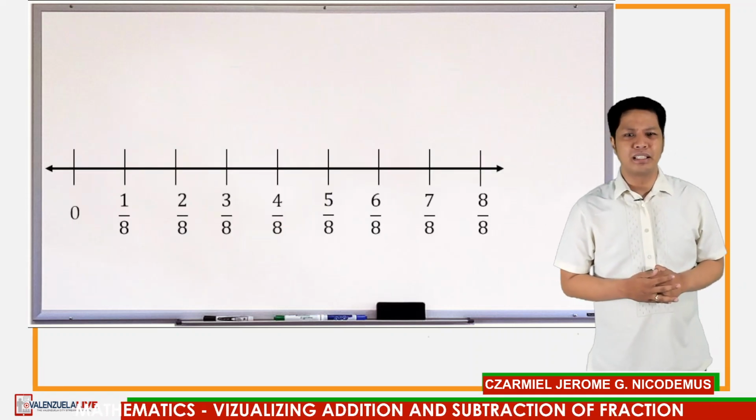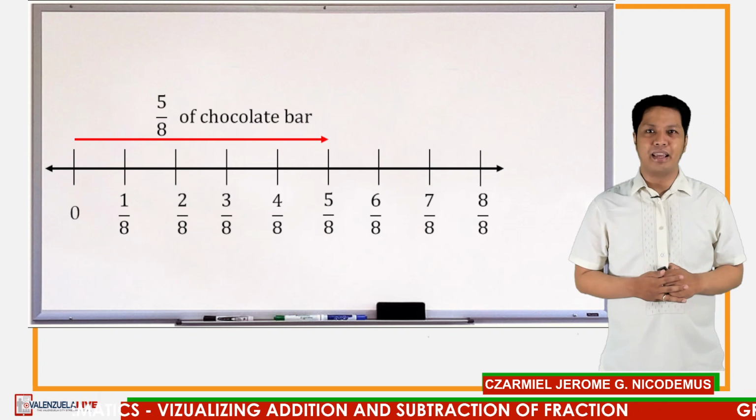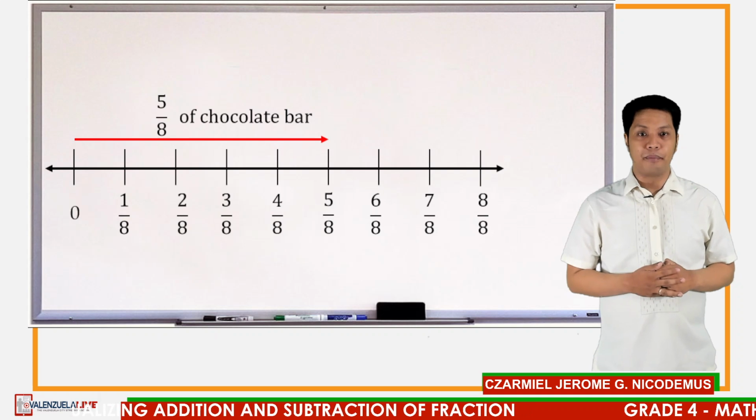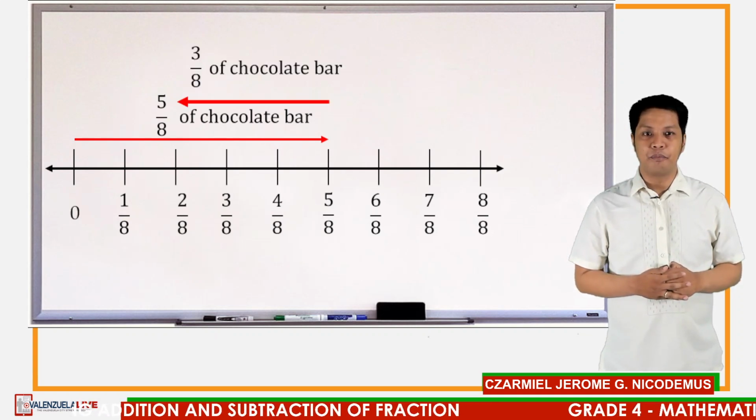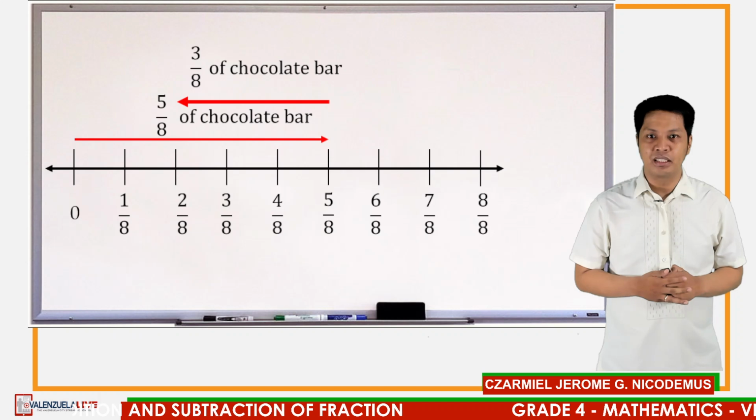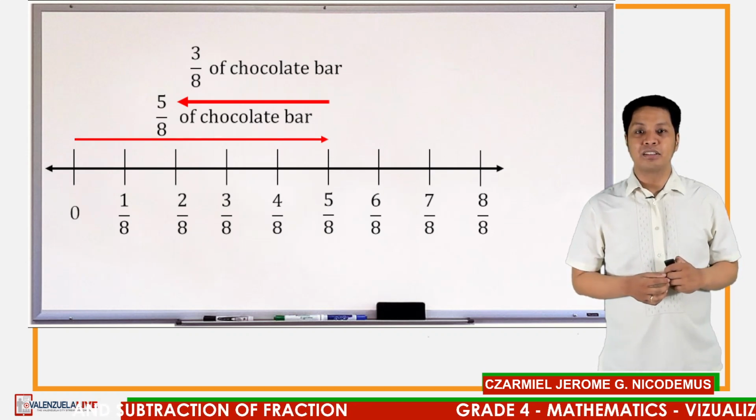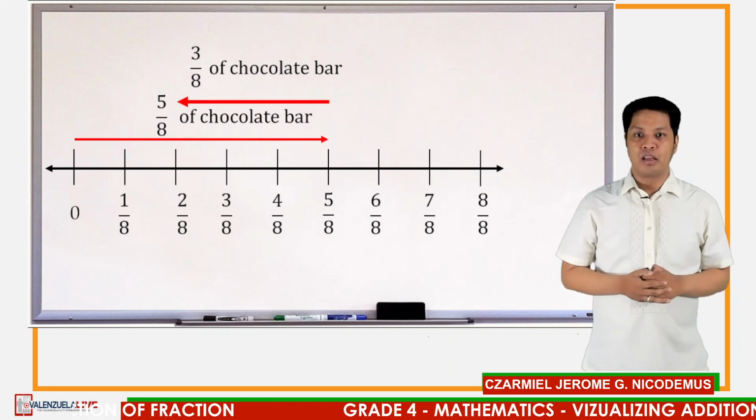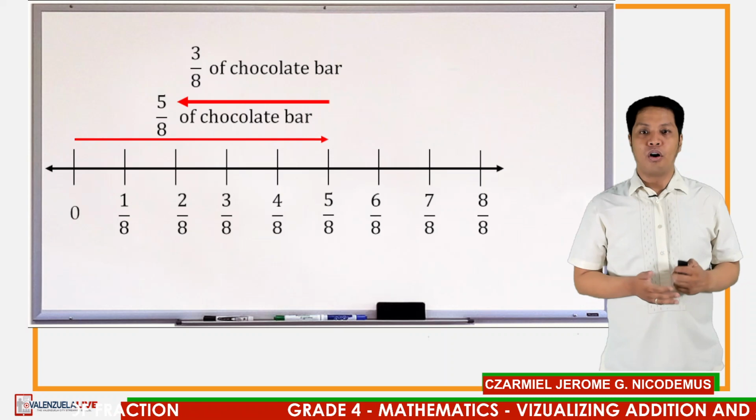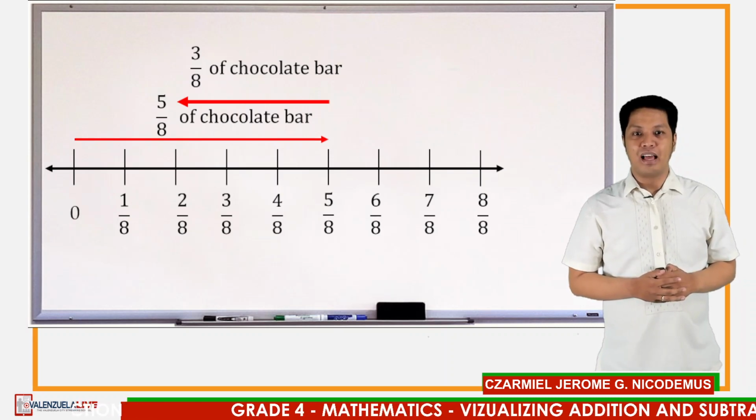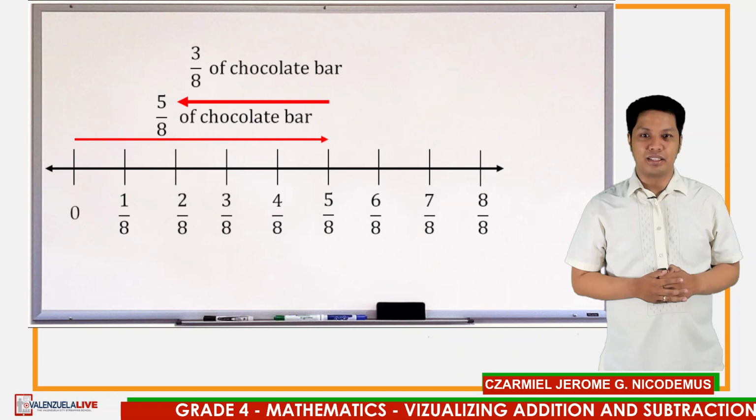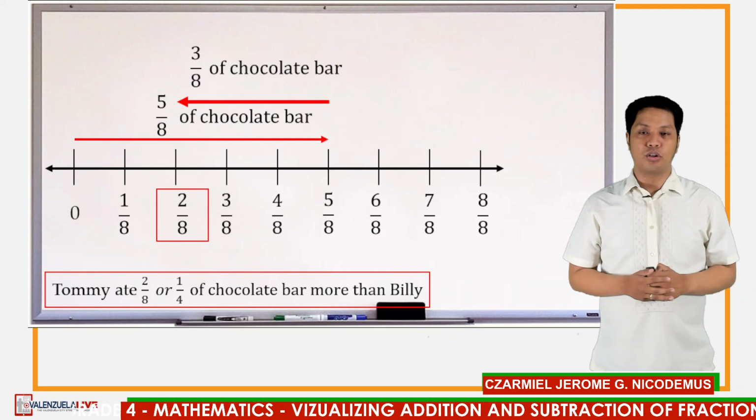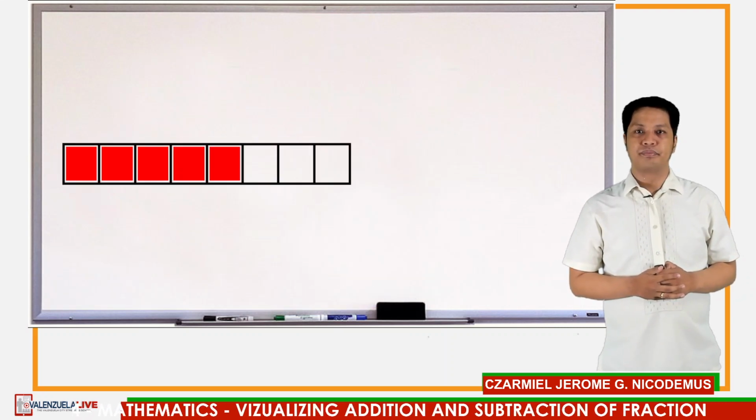Now, let us try using a number line to solve 5/8 minus 3/8. Again, first, let us draw from 0 to 5/8. But this time, we will draw a line from 5/8, another 3 lines going to the left, to give emphasis of subtracting 3/8. The arrow stops at 2/8. So, Tommy ate 2/8 or 1/4 of the chocolate bar more than Billy.